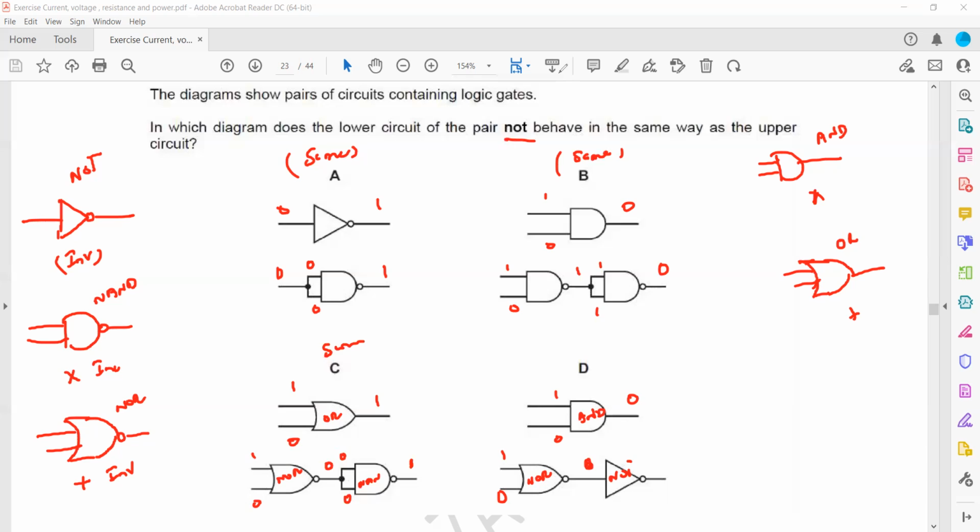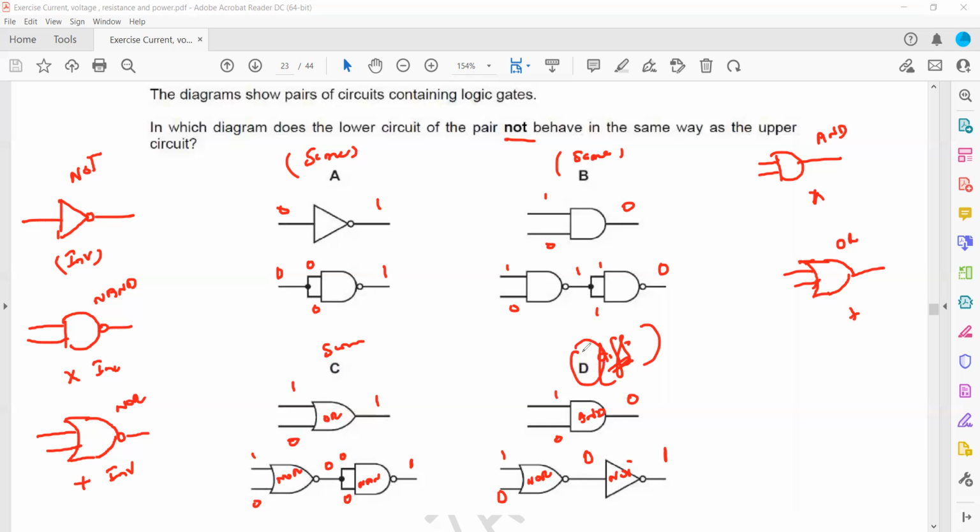And then the inverter, what will it do? The inverter converts the input to the opposite. So if the input is 0, the output will be 1. So in circuit D, the results of the first circuit are different from the result of the second circuit. So that's why D is the right answer.